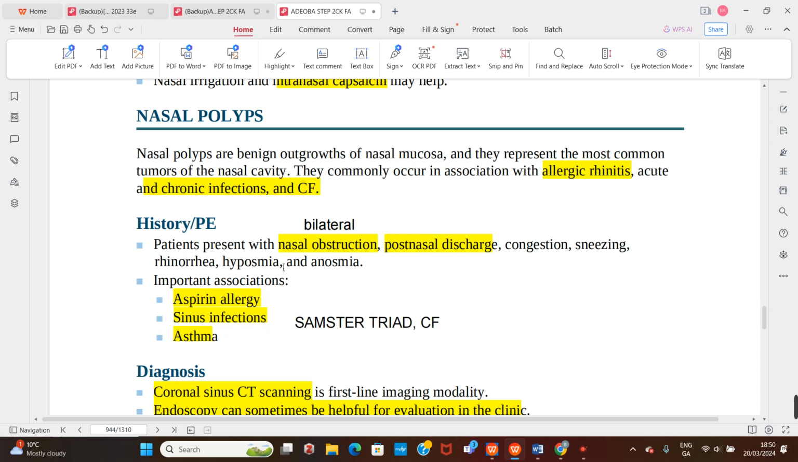So what are these associations? The Samter's triad. Very important, because people with Samter's triad will have chronic rhinosinusitis, and it is stated that chronic rhinosinusitis is associated with nasal polyps. So it's one of those clinchers in Samter's triad. Once you see chronic rhinosinusitis, nasal polyps, and anything related to asthma or aspirin, these should tilt your mind towards Samter's triad.